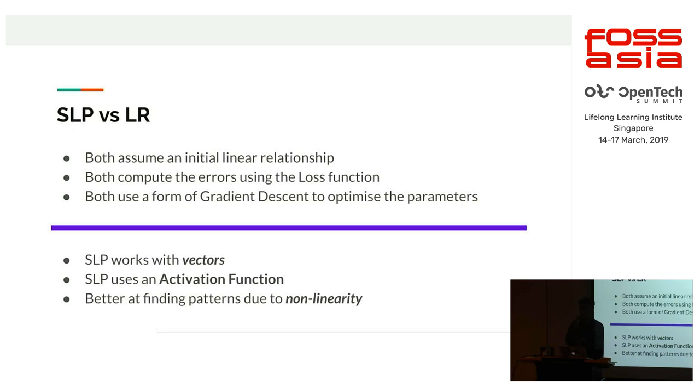And the difference is that linear regression works with just single values, but in single-layer perceptrons, you can pass in multiple inputs, making them more versatile for many use cases. And single-layer perceptrons apply activation functions, which introduces non-linearity to the model. And since curves have more flexibility, we can see that they are able to find better patterns in the data and can give more accurate predictions.